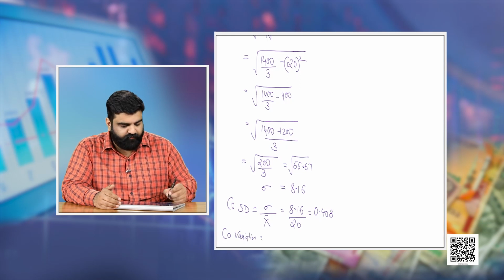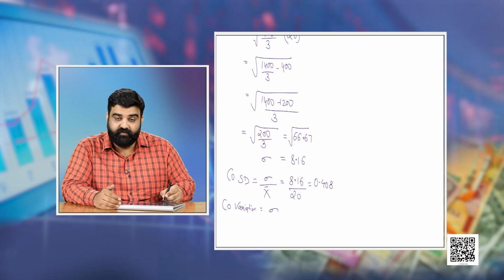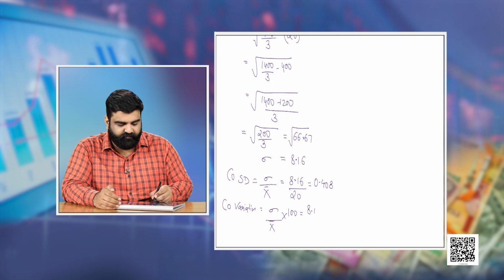Let us also calculate the coefficient of variation. The formula to coefficient of variation will be standard deviation upon mean into 100. So, this will be 8.16 upon 20 into 100. This will give me an answer of 40.8%.